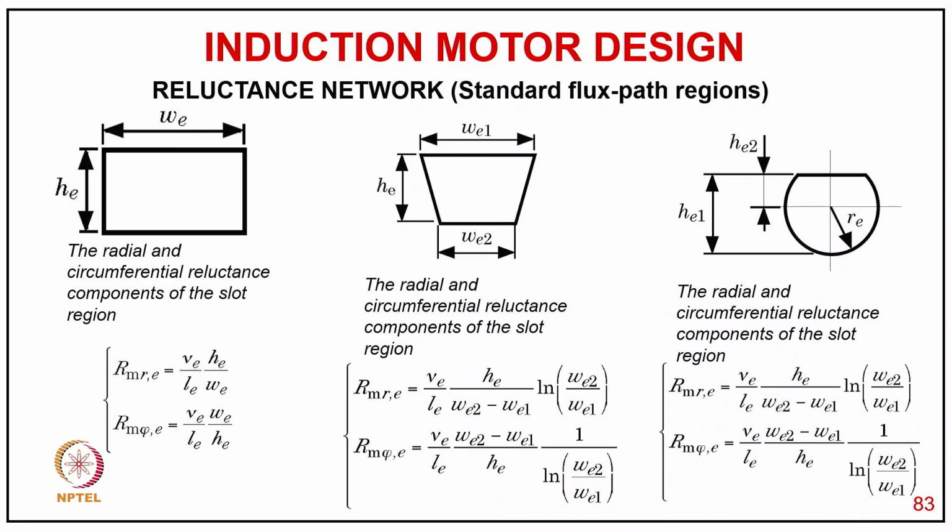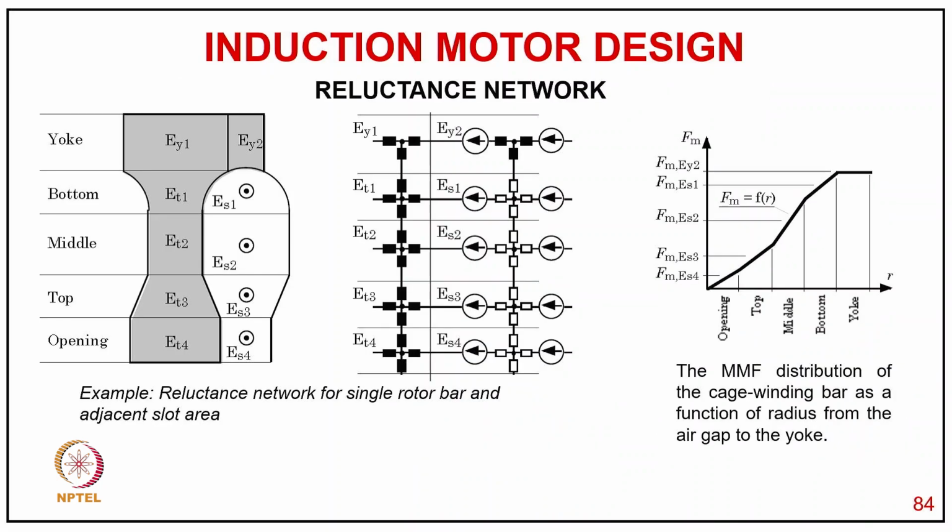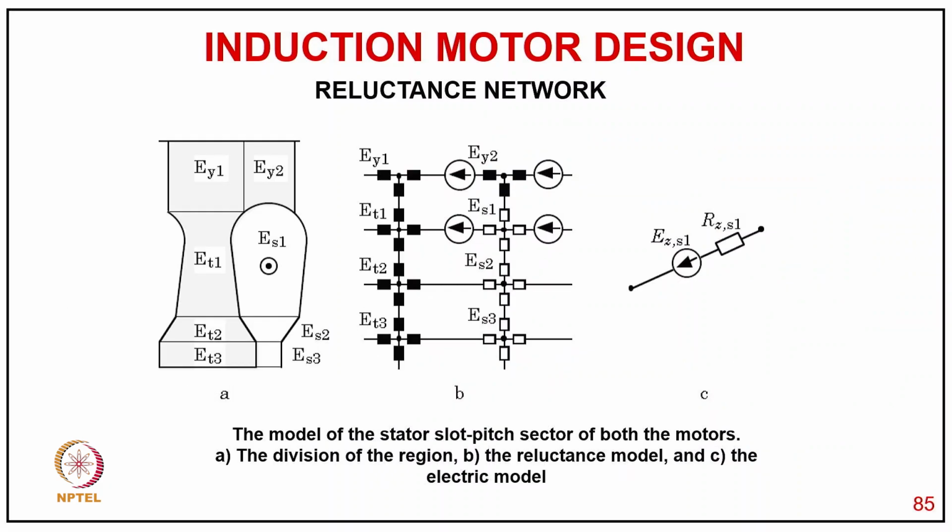So typically for the different sizes, you can see the radial and circumferential reluctance components of a slot region, or the calculation of another slot, the third kind of slot. So typically we have the dimensions of slots of different varieties for the stator as well as the rotor slot. And then you can have a calculation, an example of how the slots are there, starting from the yoke portion, then bottom, middle, top and opening, many parts as a network, and then getting the characteristics related to different parts of this MMF distribution, with a more detailed configuration, giving a much better result.